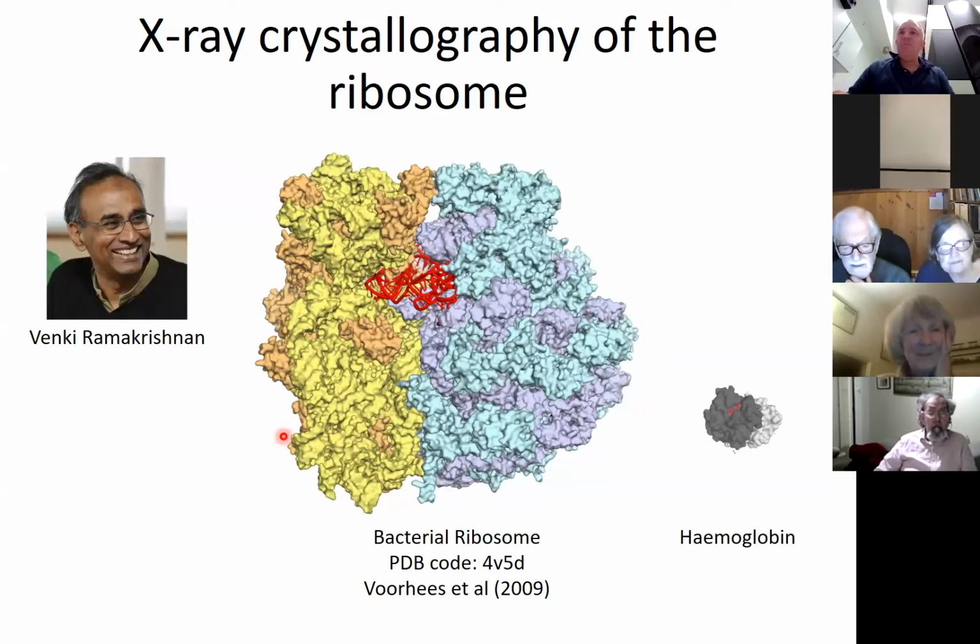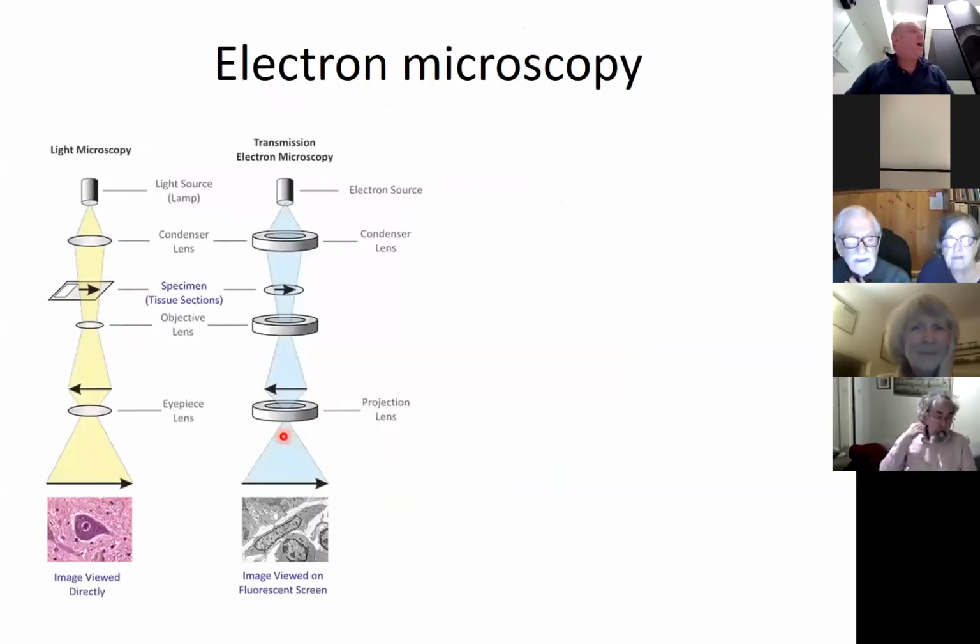Okay, so until about 2010, 2013, crystallography was the best way of looking at proteins. But then electron microscopy became used to look at protein structures.